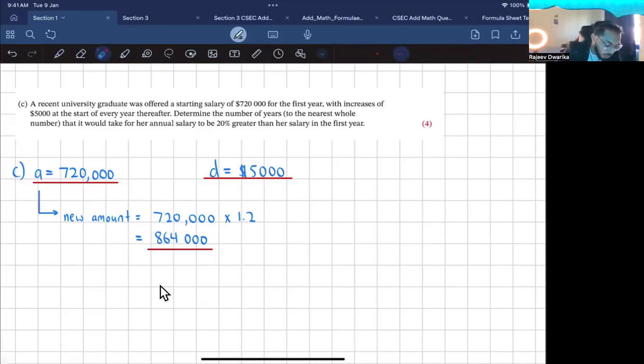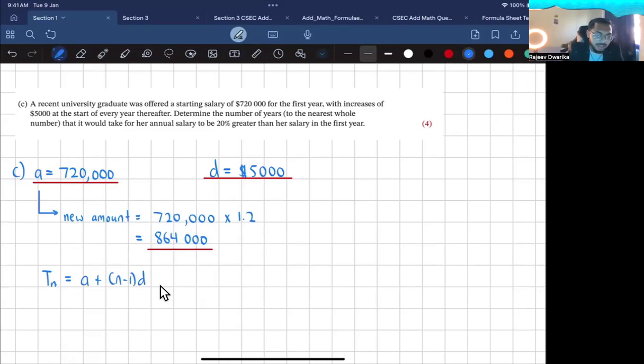So it seems like we're trying to go up to this term, so we have to use the T of n formula. Remind me, what is the T of n formula? Somebody remind me, anybody? T of n is equal to a plus, in brackets, n minus 1, b.